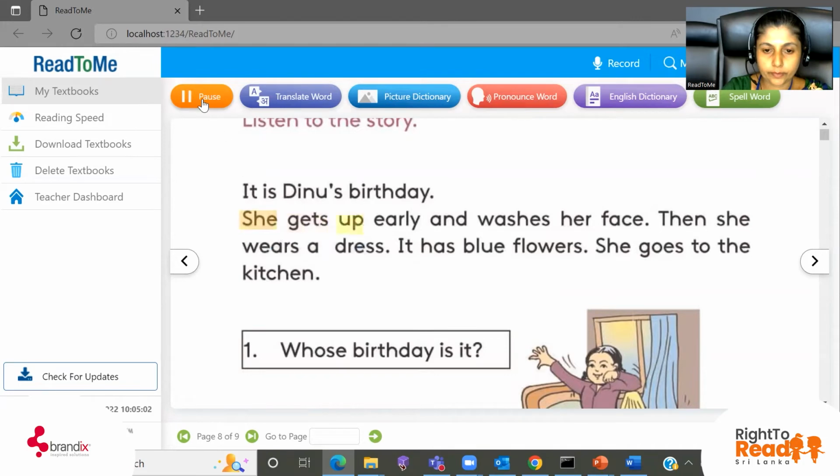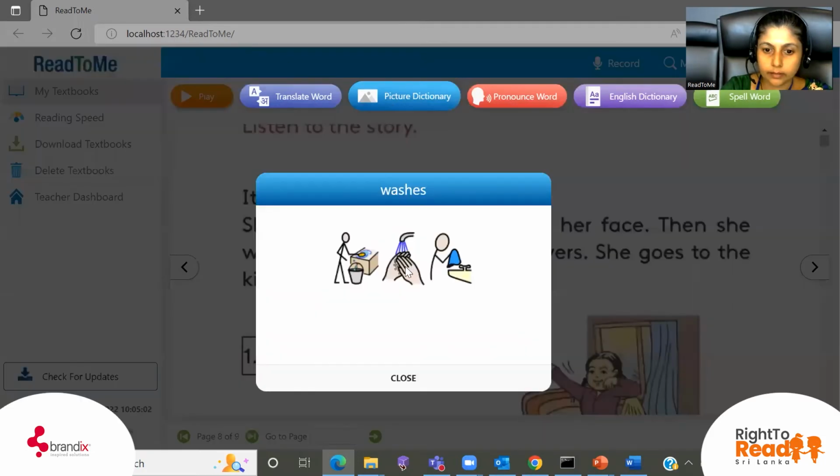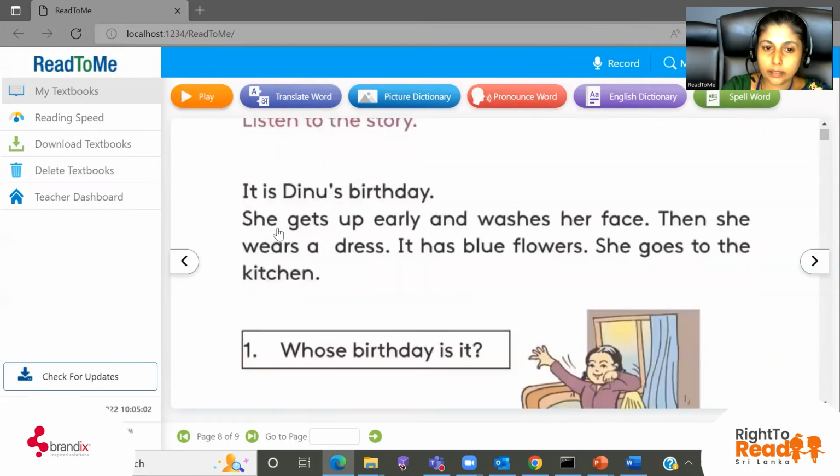She gets up early and washes her face. Gets up. She gets up. Washes her face. Washes. Can you see the picture for the word washes? Now she gets up early and washes her face.